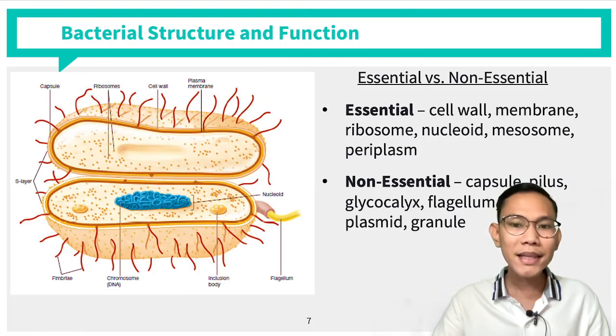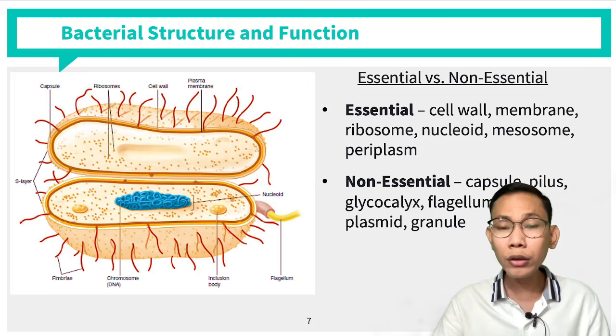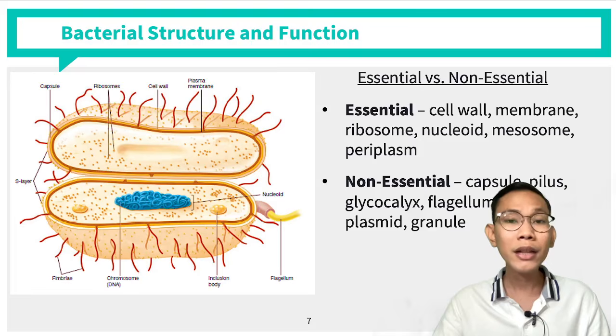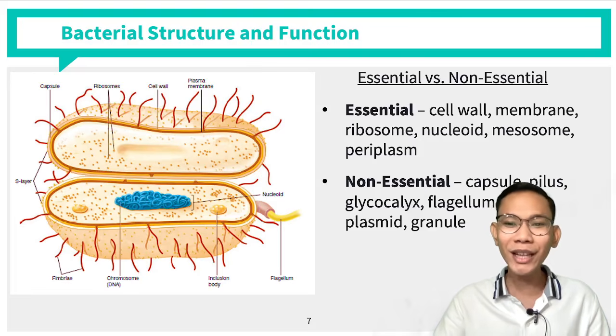So again, when we say essential, it is essential for the growth of your bacteria. Without it, your bacteria will not survive. Your non-essential is only accessory. The bacterium may possess it or not, but this will help the bacteria become more virulent or more pathogenic. So, later on, we will go through these different structures one by one.